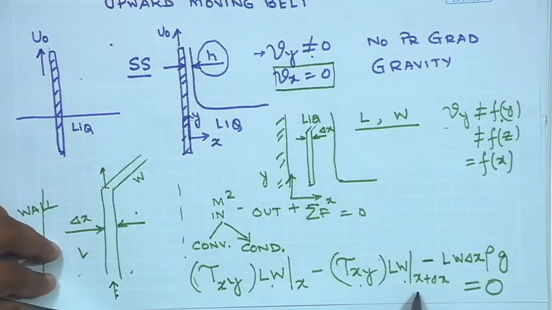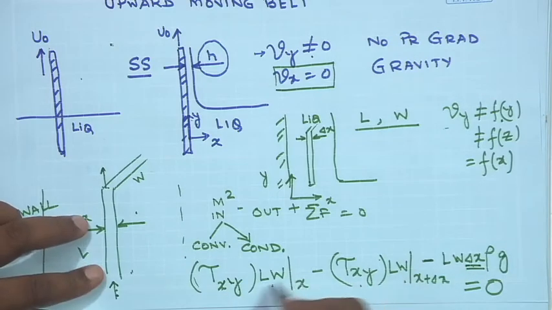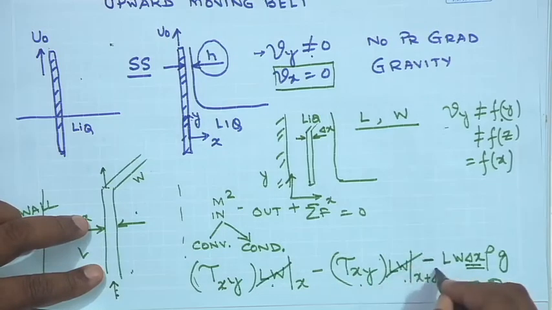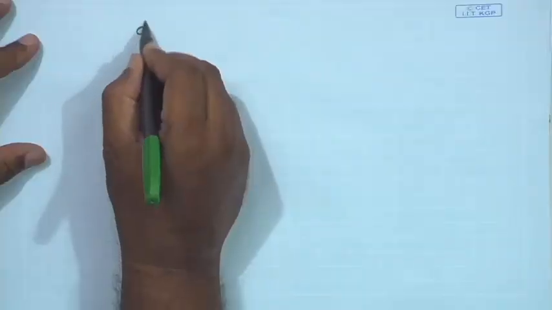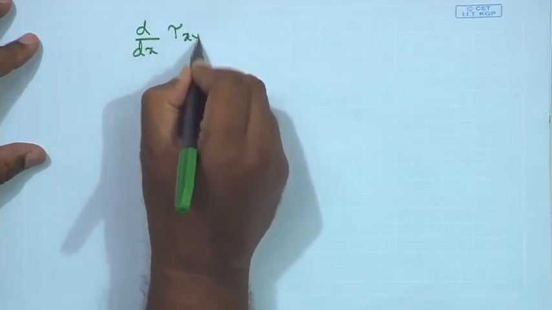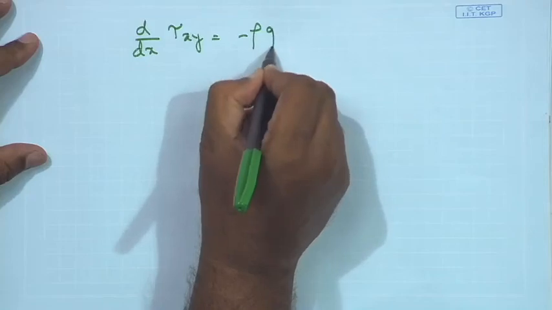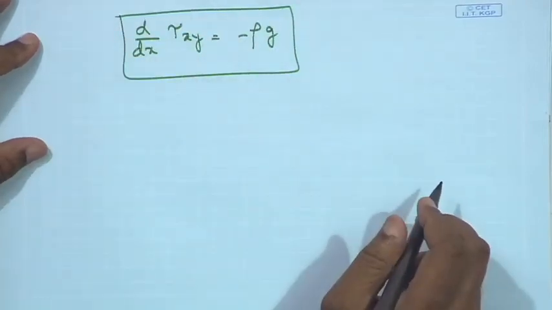and that is what I have written here. So, the next step is simply to cancel L W from all sides, divide both sides by del x and take the limit when del x tends to 0. What you would get is d tau x y by dx is equal to minus rho g. So, this becomes your governing equation right now.